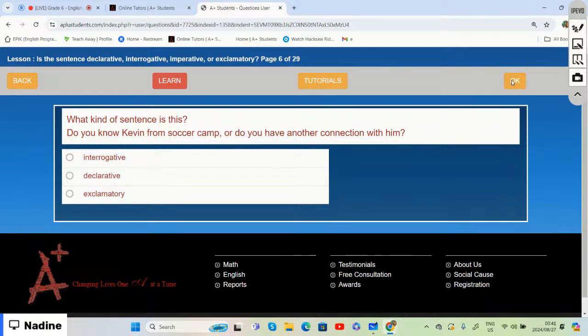Do you know Kevin from soccer camp, or do you have another connection with him? It ends with a question mark. Is this an interrogative sentence? Is this a declarative sentence? Or is this an exclamatory sentence? Option one, two, or three.